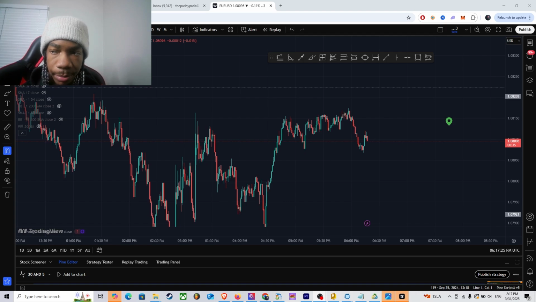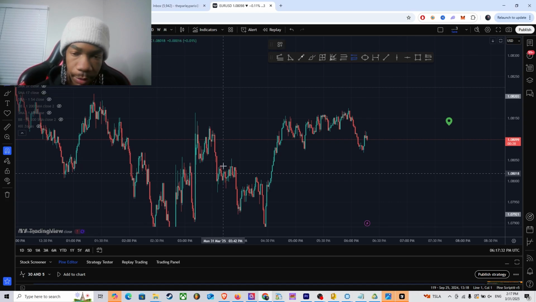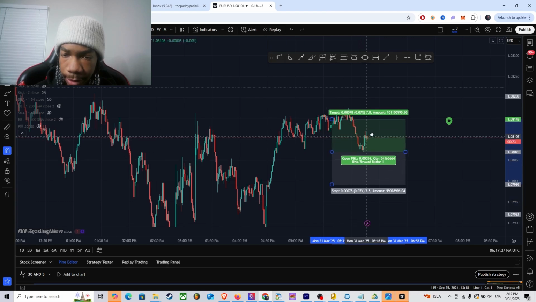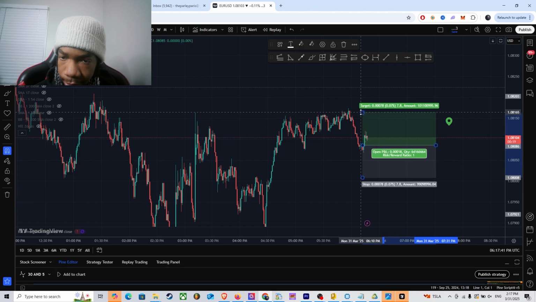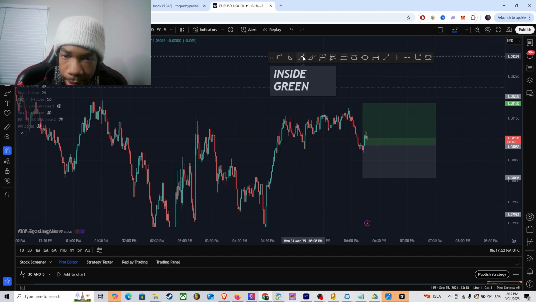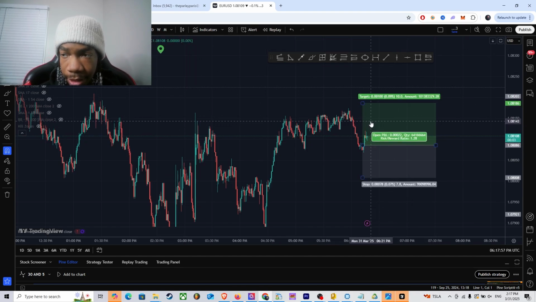This is just how to read pips. Let me go to this tool right here. I like reading it in ticks. I don't like reading in pips, but I'm going to explain both right now. As you can see right here, 10 pips is 100 ticks from where it started. So 10 pips is always basically 100 ticks.